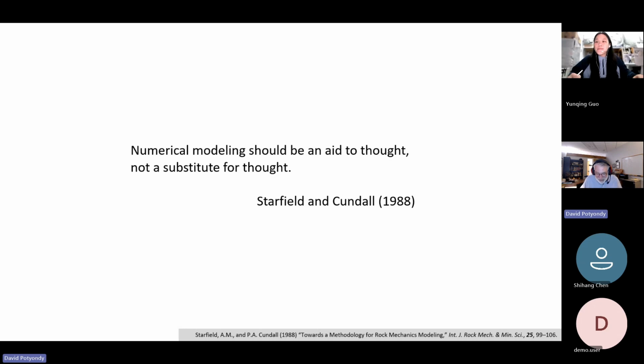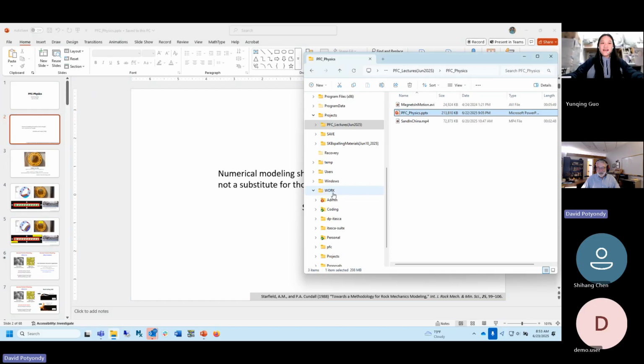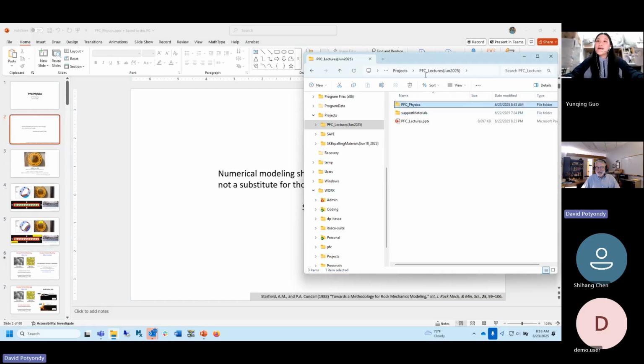Read this paper when you get a chance. Let me just quickly show you in the course material, which I'll send you. It's all just a simple thing. And right now, there's just a PFC physics right here, support materials. Can you see this? And in here, it says papers, etc.